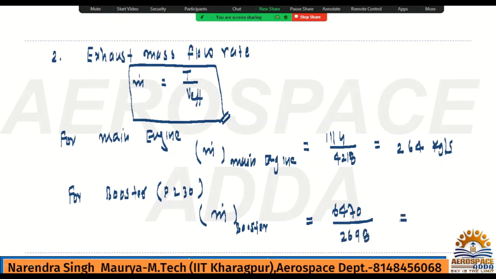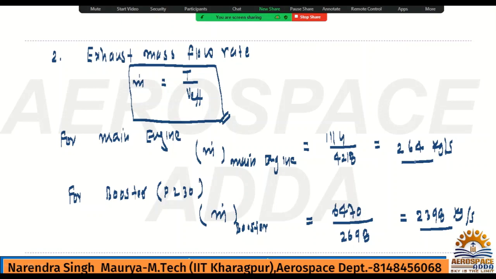So 6470 divided by 2698, that gives 2.39, just multiply by 1000, 2398. See, kg per second, you can see so much amount. That's the reason once it is lift off, you might have seen that exhaust amount. It is so much.